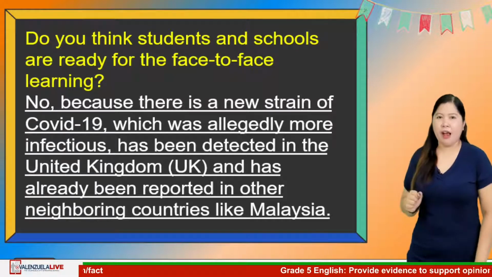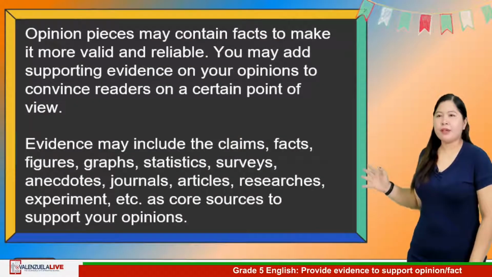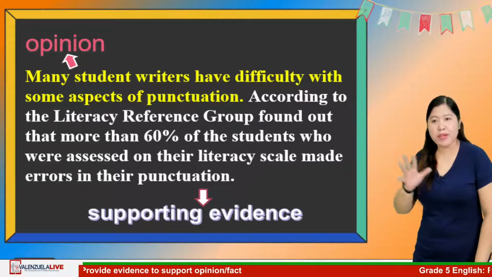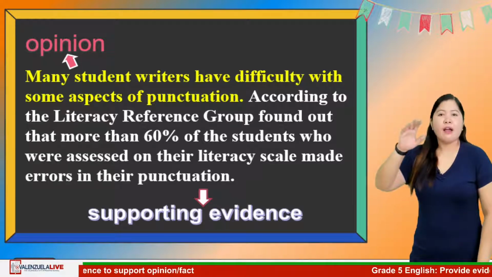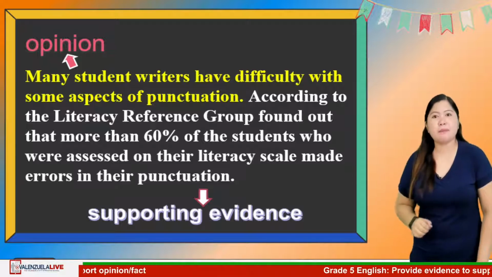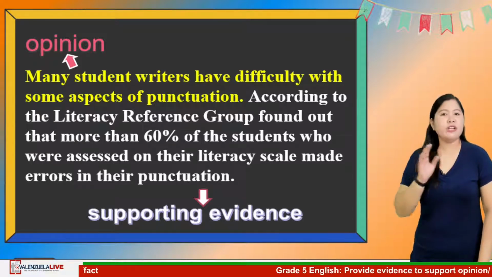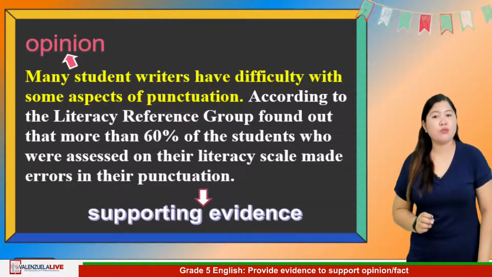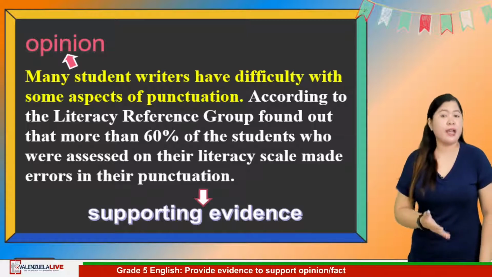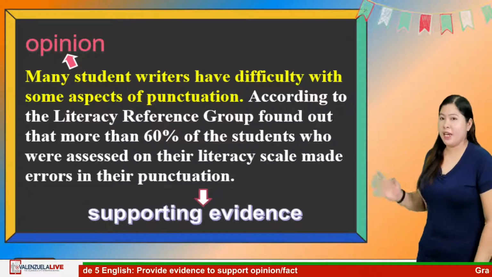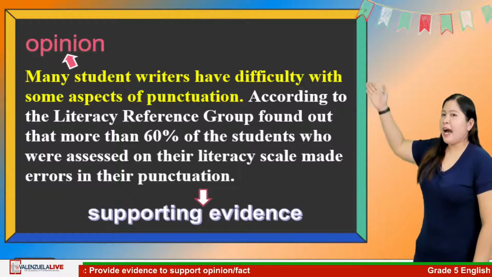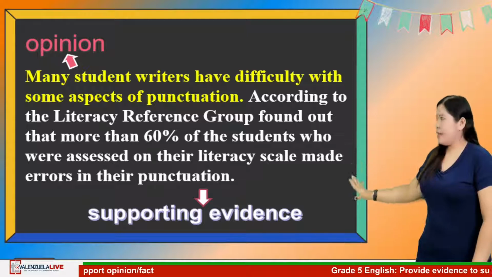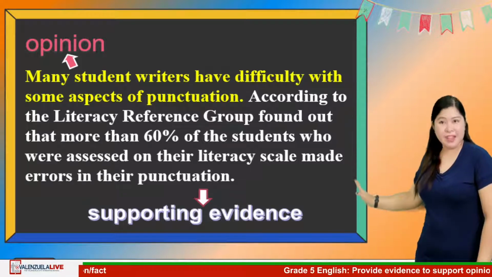Now, as this paragraph, let us see. The opinion is backed with a supporting evidence. Let me read. Many students, writers have difficulty with some aspects of punctuation. According to the Literacy Reference Group, they found out that more than 60% of the students who were assessed on their literacy scale made errors in their punctuation. Okay, so the highlighted here is what you call the opinion, and in this part are the supporting evidences.